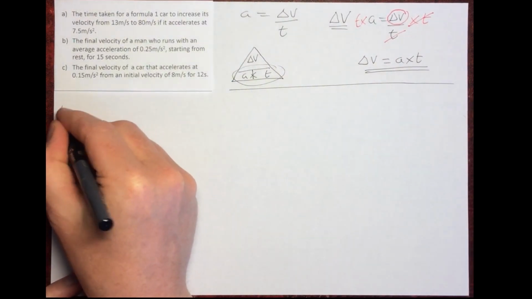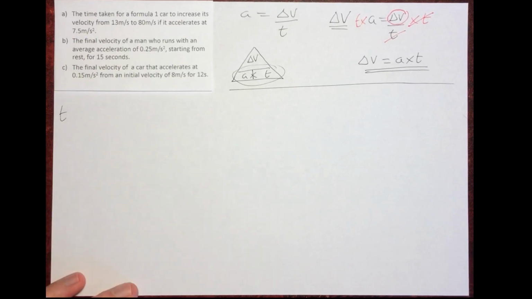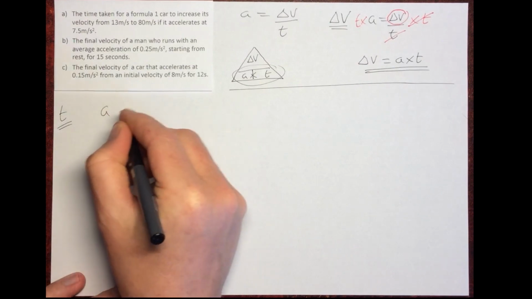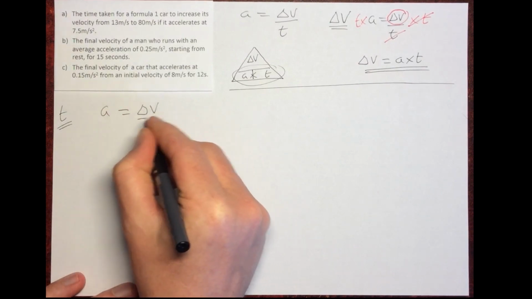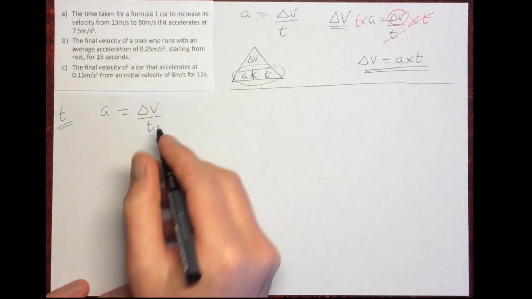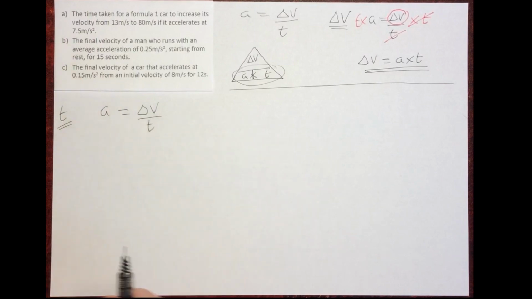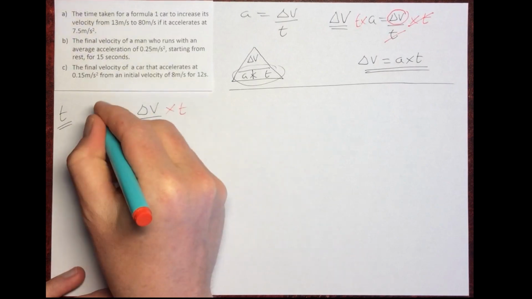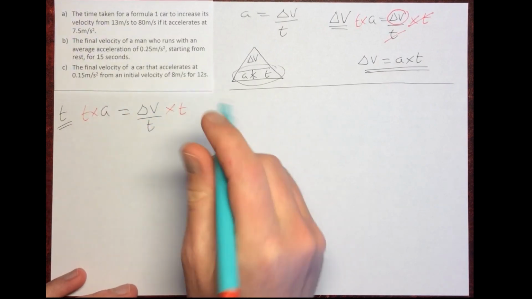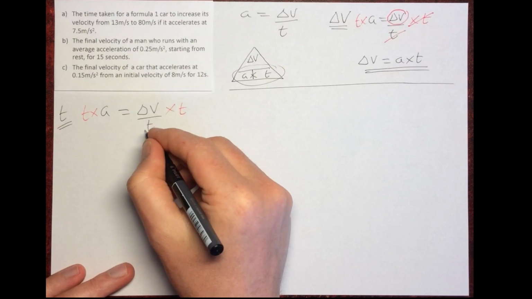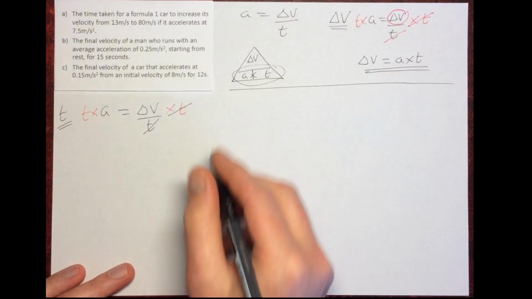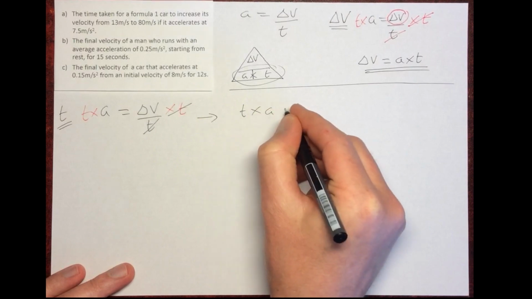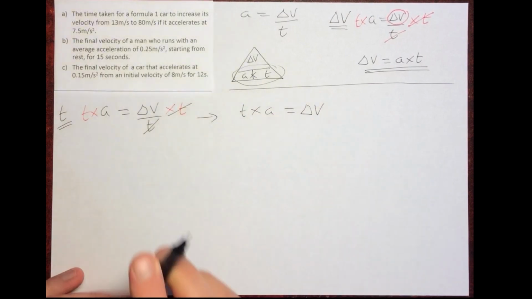Let's say I want to work out what t is now. Well, if I want to work out what t is, I again need to rearrange this equation. So a equals delta v over t. I need to get t on its own. So to do that, first of all, again, I need to multiply both sides by t. If I multiply both sides by t, these ones are going to cancel out, and I've now got t times a equals delta v.